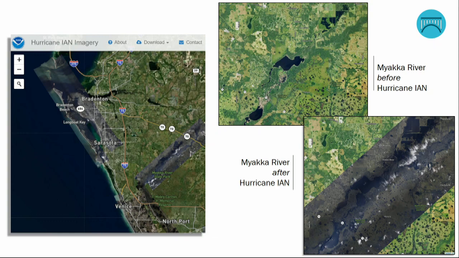you can see to the right over here, the Myakka River is normally pretty dry. It is a river, but it is not anywhere near as flooded as you see in that lower photo from space that NOAA has already released. And it was just incredible the amount of flooding that took place, not just in our area, but all across the state. No one expected that much.